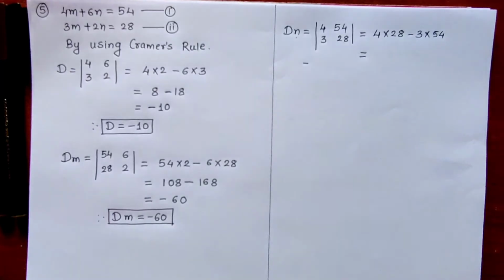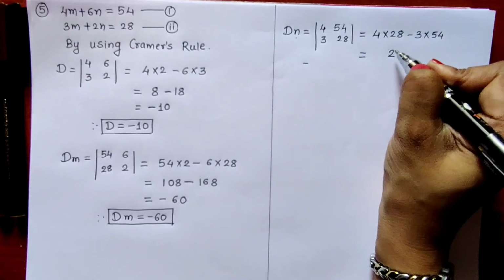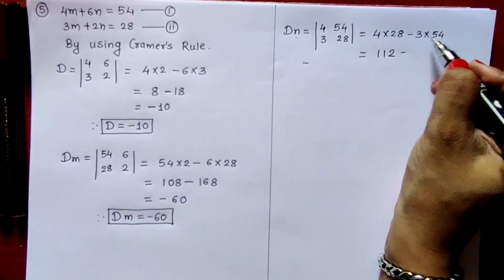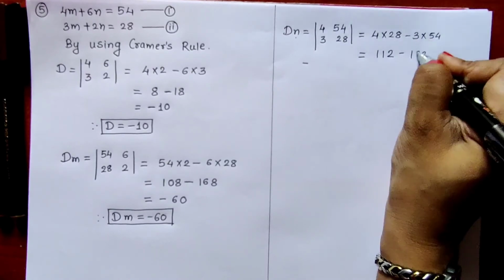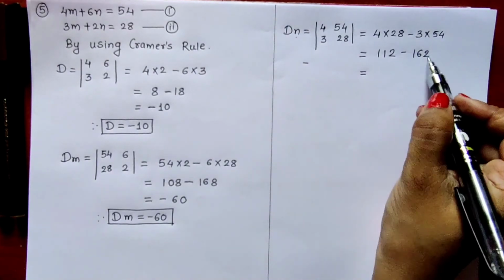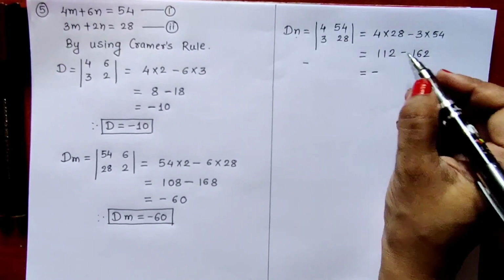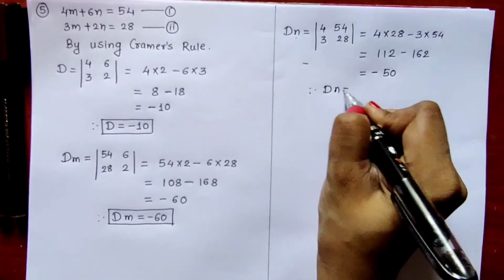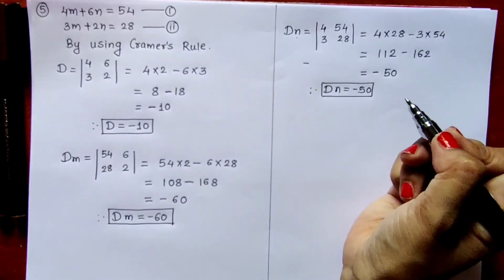Here 4 8s are 32, 3 carrying, 4 2s are 8, 8 plus 3 is 11, 112. Now 3 into 54, 3 4s are 12, 2 written, 1 carrying, 3 5s are 15, 15 plus 1 is 16. So 112 minus 162, plus minus will become minus, sign of bigger number. 162 minus 112 will be 50, and therefore dn is equal to minus 50. So in this way all these three values we have got, all three determinants.